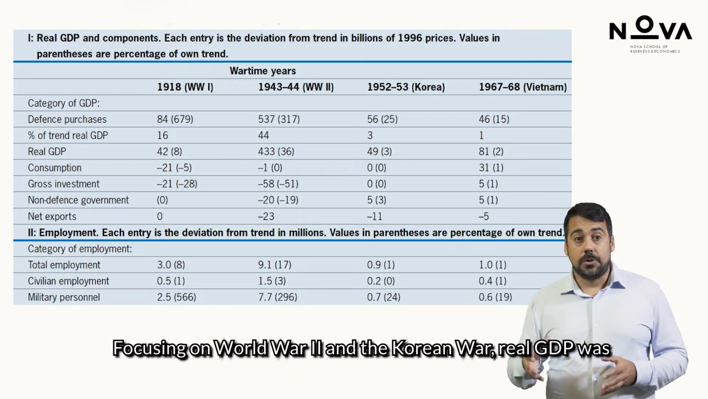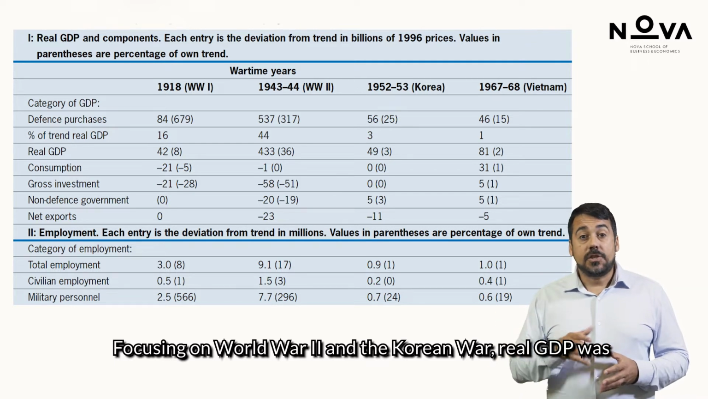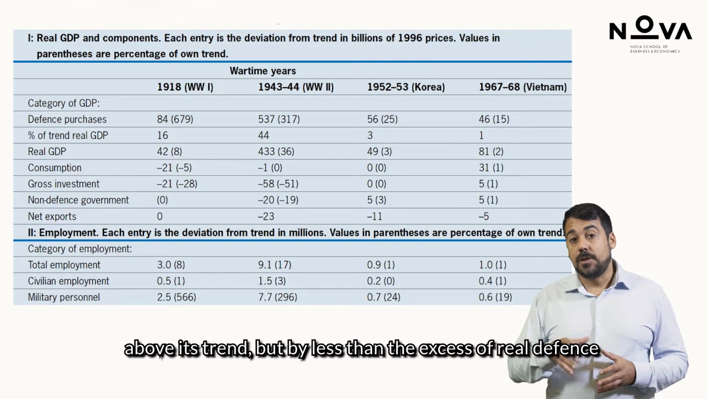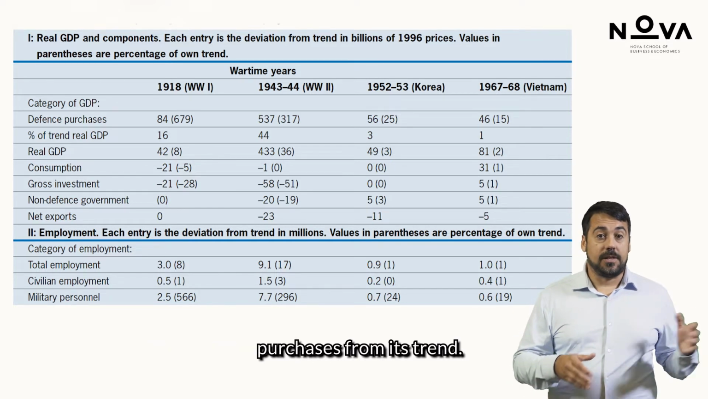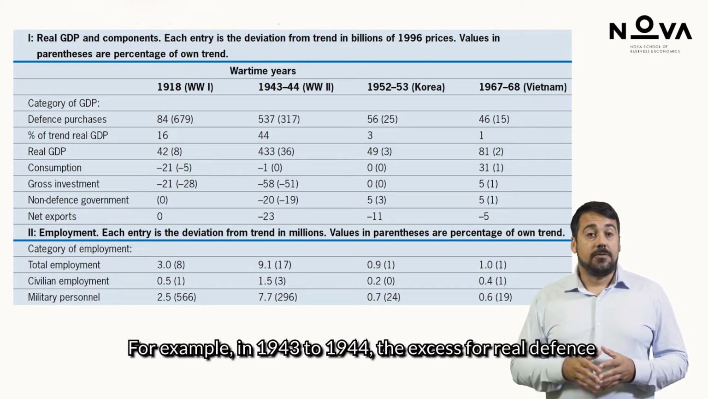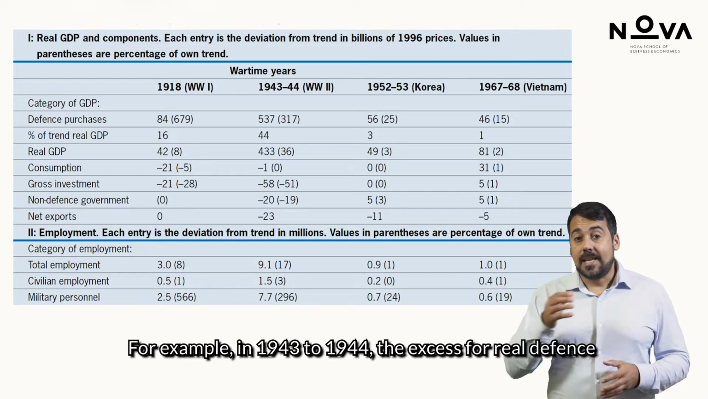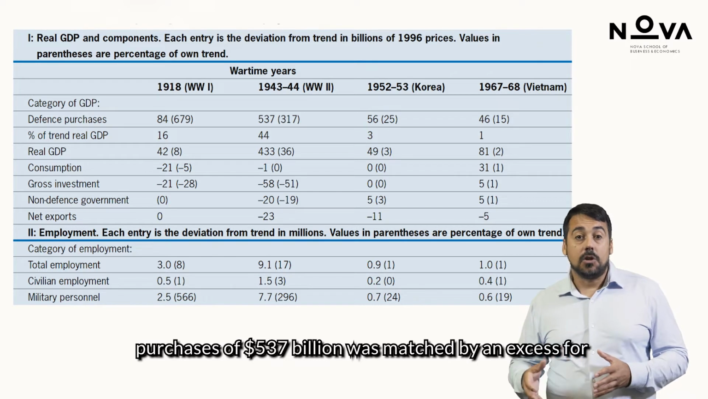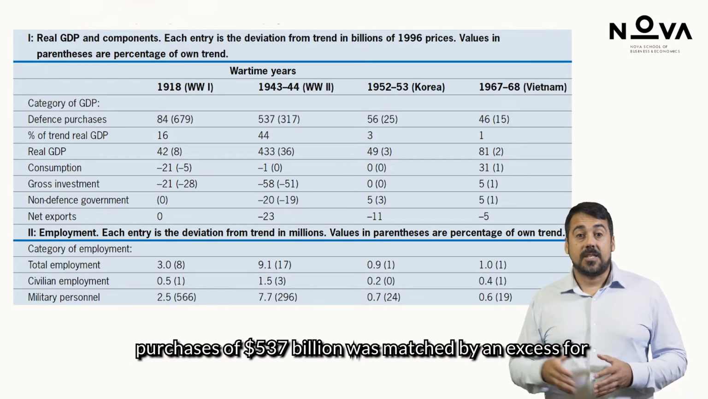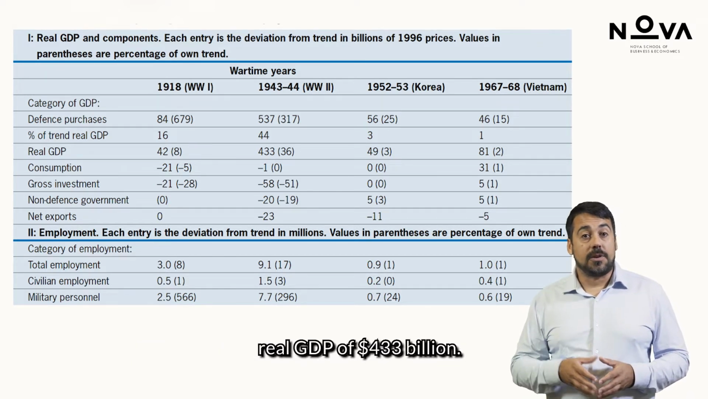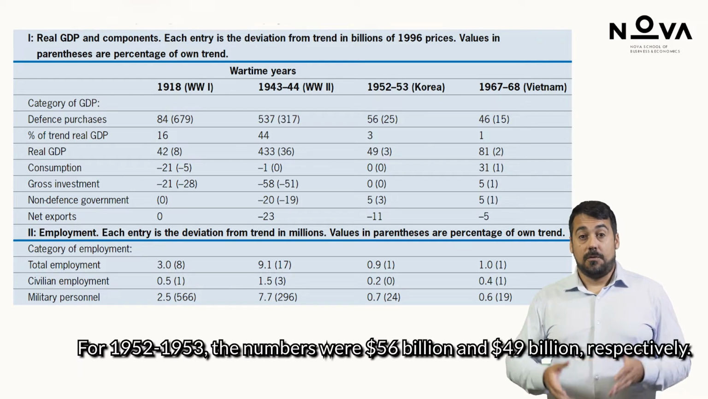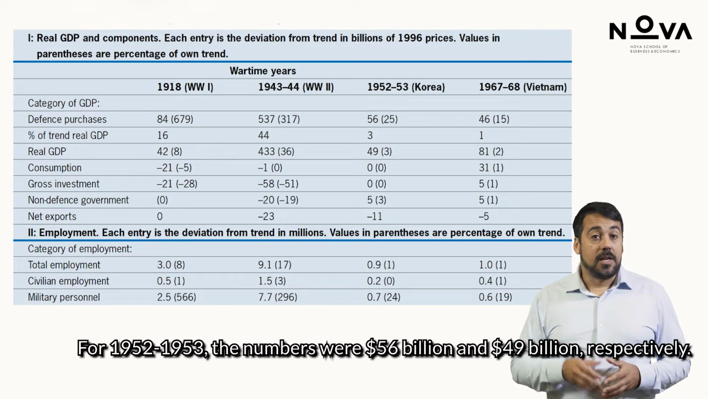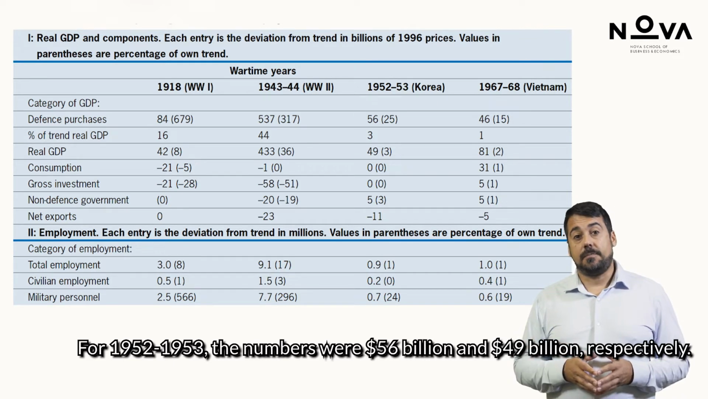Focusing on World War II and the Korean War, real GDP was above its trend, but by less than the excess of real defense purchases from its trend. For example, in 1943 to 1944, the excess for real defense purchases of $537 billion was matched by an excess for real GDP of $433 billion. For 1952 to 1953, the numbers were $56 billion and $49 billion respectively.